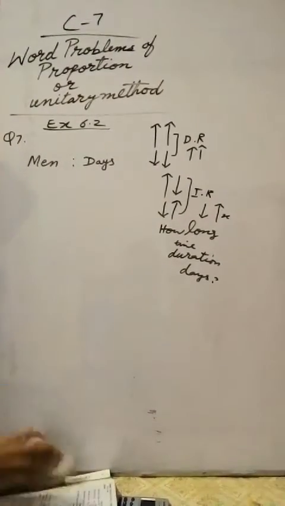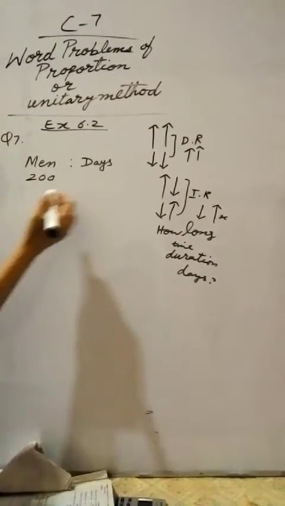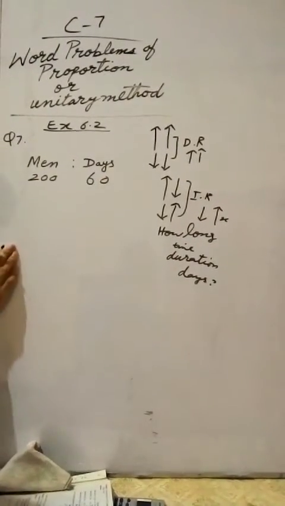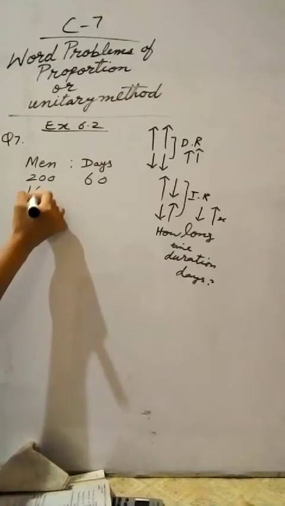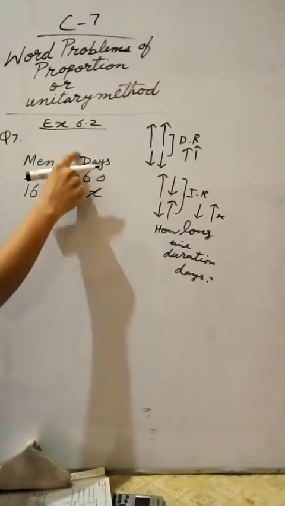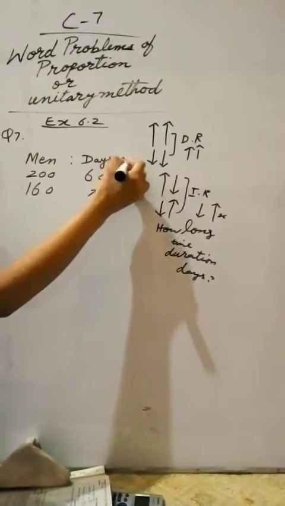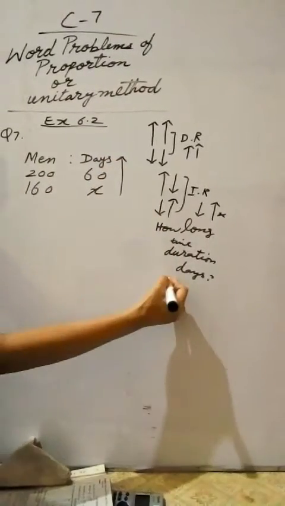So in this question we have 200 men and we have 60 days. Then we have 160 men. Men are reduced, but we need to find x. Always write the finding things on the right hand side. Always put the increasement sign on x. Now do the rough work.